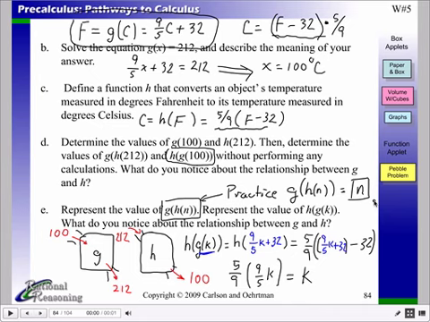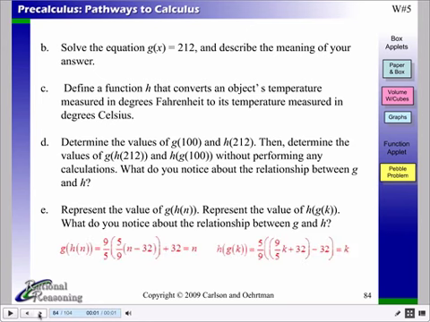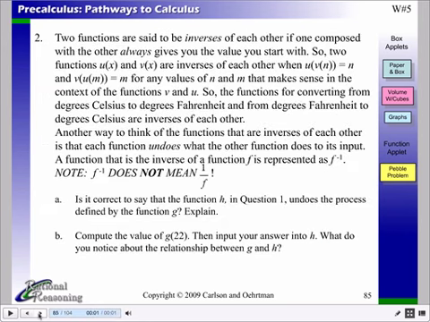Can I erase this screen? So the notation that we use, if we start with a function f, the reverse process is notated f to the negative 1, but we say f inverse. Here's the key. It does not mean 1 over. It means what we said it means. It means take the process and go backwards.